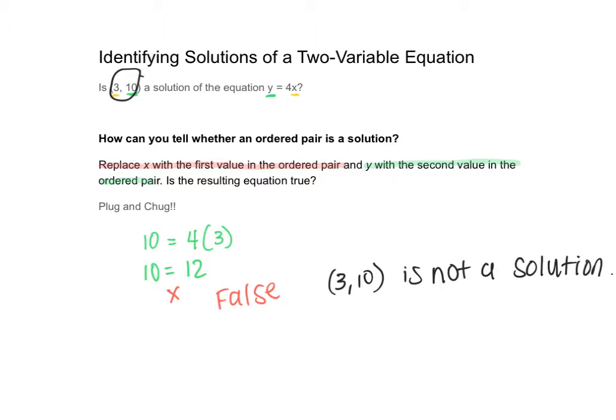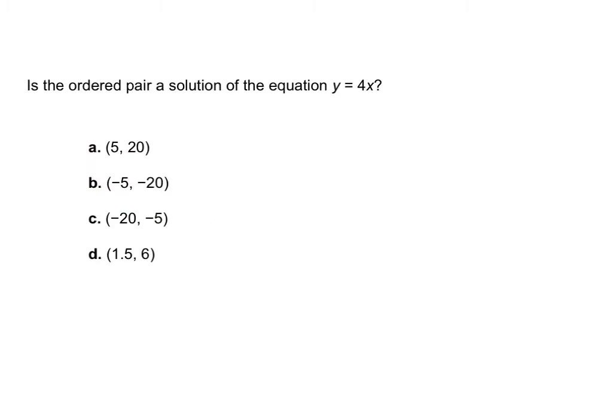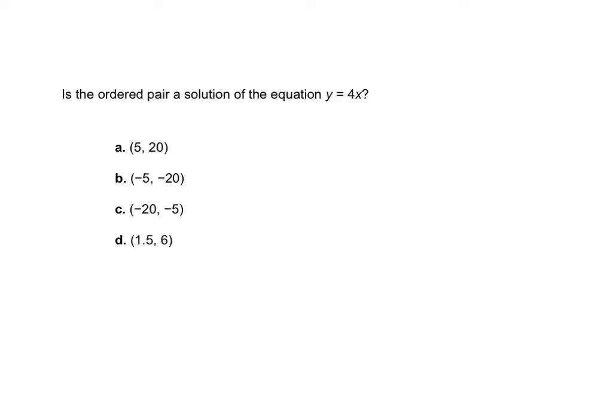Okay? So guys, we are looking at two variable equations at this point. The only difference is that the unspoken thing about this is that x is going to be our left coordinate and y is going to be our right coordinate. Okay, it will always be ordered like that. All right, moving on. So is the ordered pair a solution of the equation?